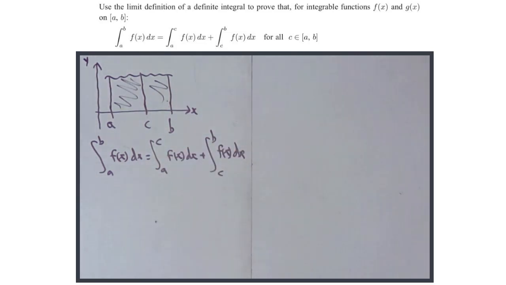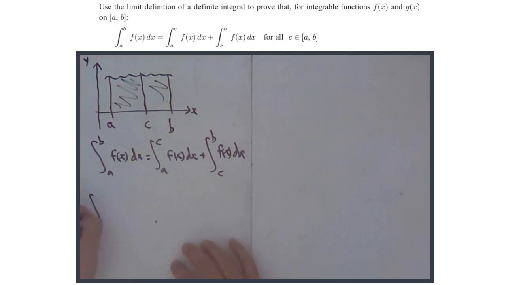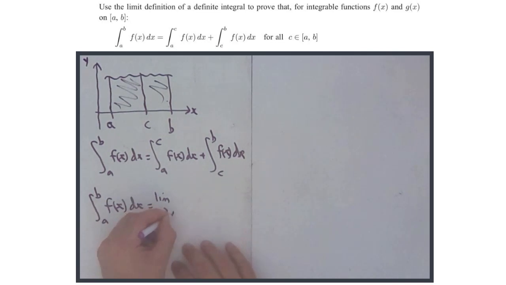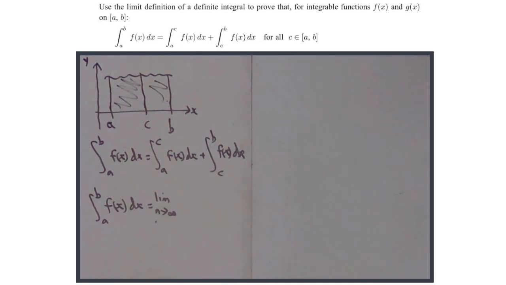Okay, so the limit definition comes from the Riemann sums. The limit definition is that the integral between a and b of f of x dx equals the limit as n approaches infinity. Remember, this is all about rectangles. Integration is about adding up loads and loads of rectangles, as the number of rectangles approaches infinity and the width of those rectangles approaches 0. So it's the limit as n approaches infinity of b minus a over n.